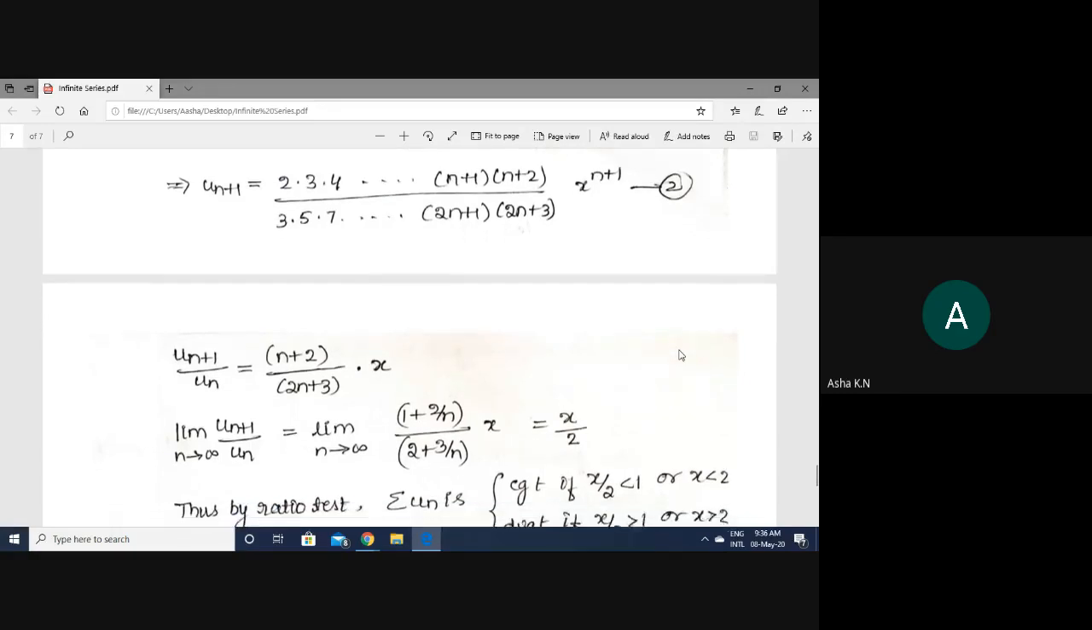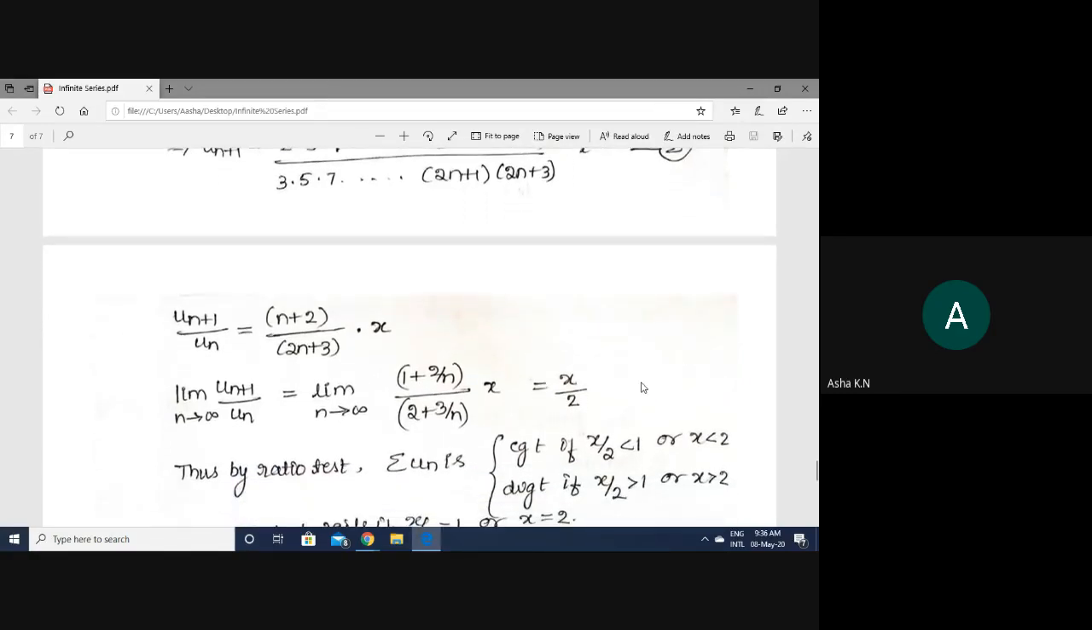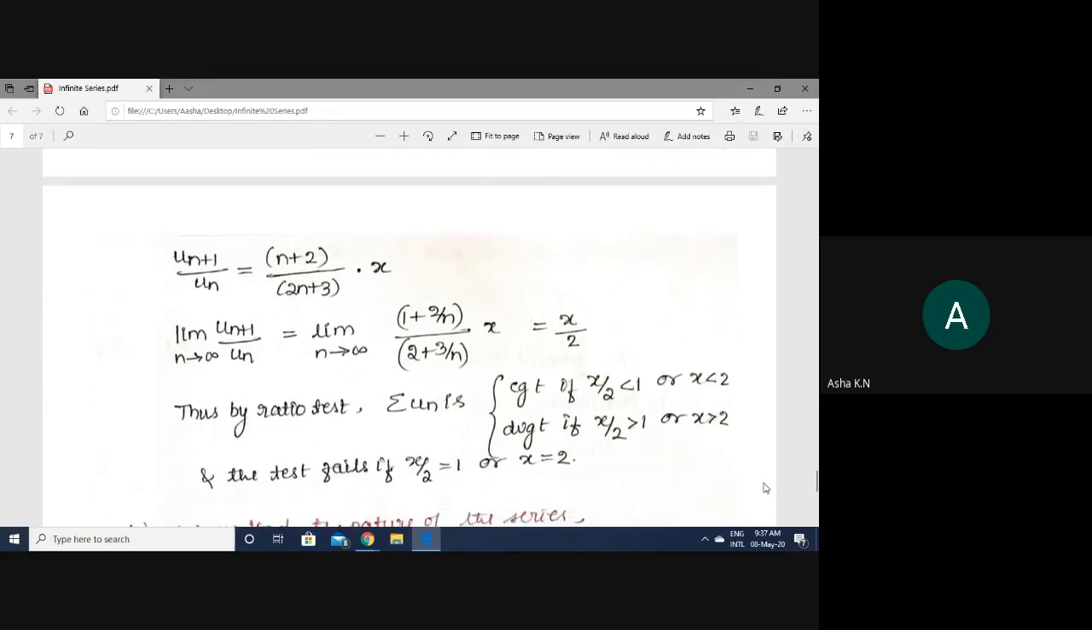So we will write, the series is convergent if this number x by 2 is less than 1, nothing but x is less than 2. It is divergent if this limit x by 2 is greater than 1, nothing but x greater than 2. Okay, and the test fails when x by 2 is equal to 1, nothing but x is equal to 2. Right? So this is about ratio test for the third problem. Any doubts in this?